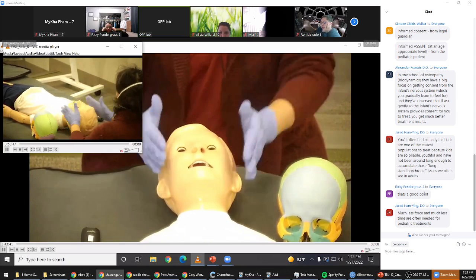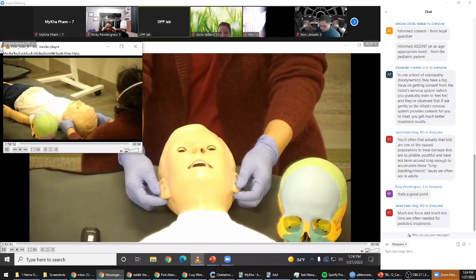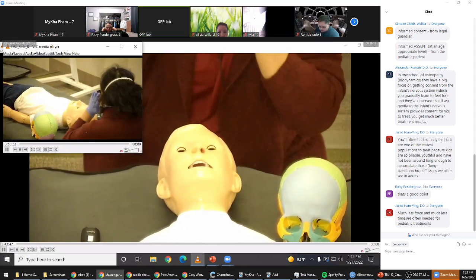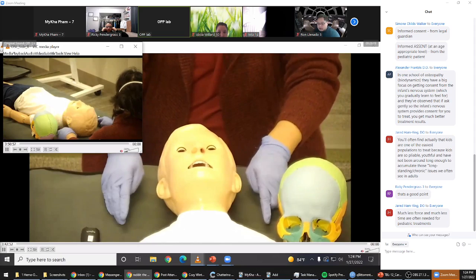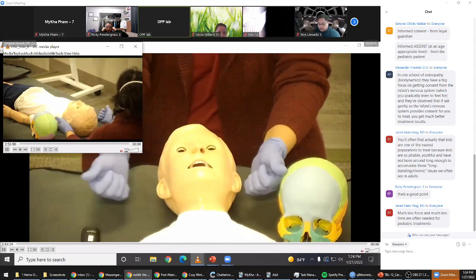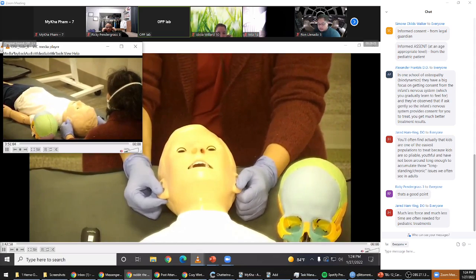You can try it on yourself, but you're not going to pull directly laterally. You're going to pull back, right? You're going to follow the angle of the ear. You're going to pull backwards, not just laterally. You could affect flexion and extension.